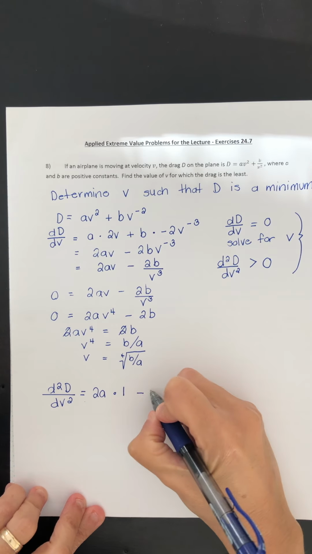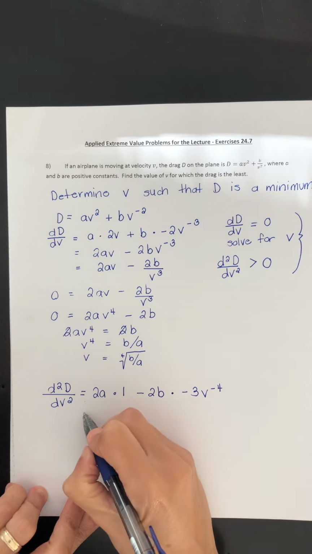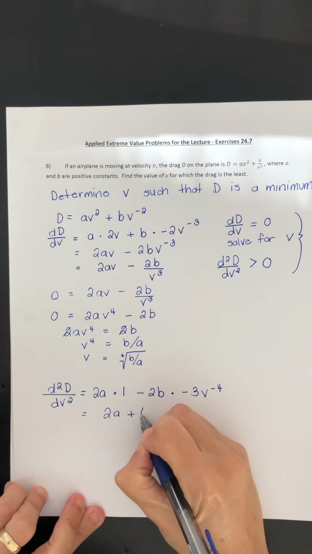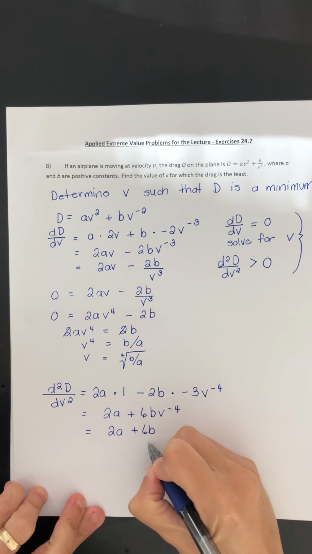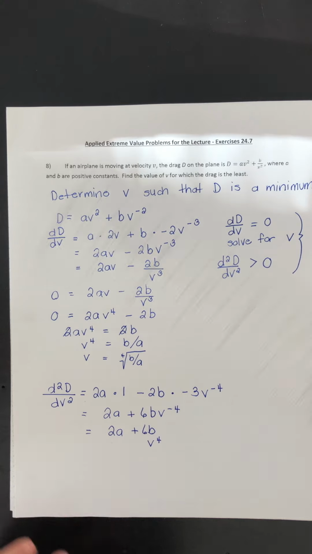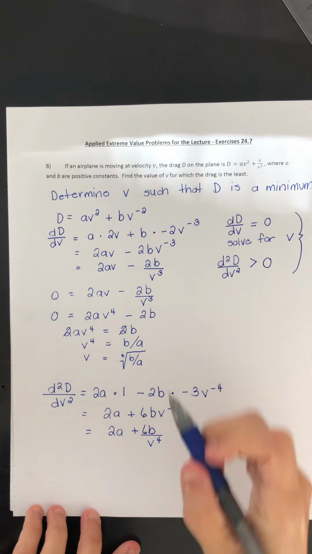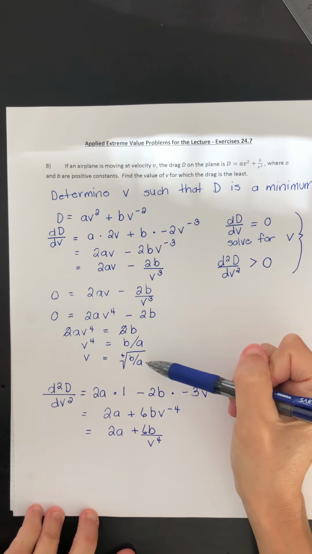And the derivative of the second term will be negative 2b multiplied by negative 3v to the negative 4. So what do we get? We get 2a plus 6b v to the negative 4, or 2a plus 6b over v to the 4. So that's our expression for the second derivative. And in particular, we want to evaluate it at this value of velocity.